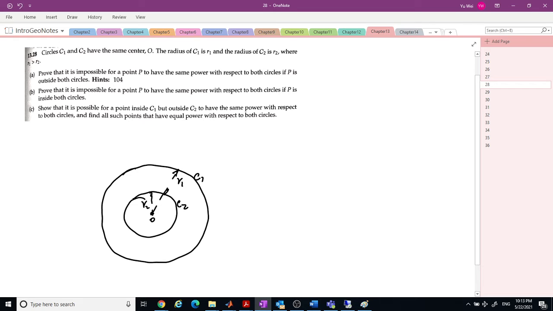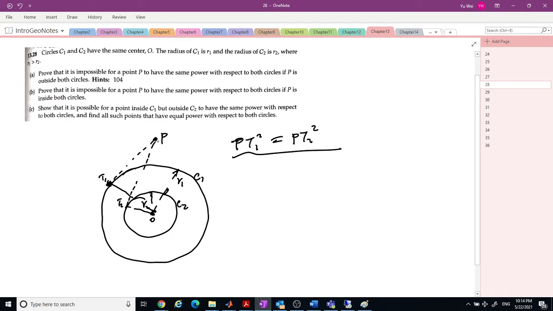We want to prove that it is impossible for a point to have the same power with respect to both circles if P is outside of both circles. So if P is outside here, there is no way that, with T1 the tangent point on the first circle and T2 the tangent point on the second circle, PT1 squared is equal to PT2 squared.